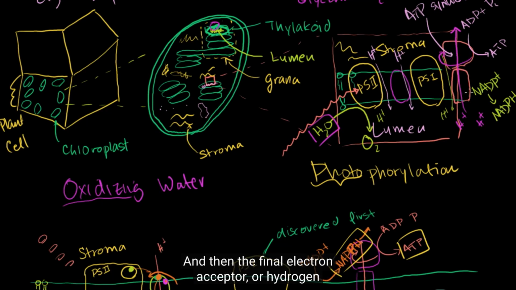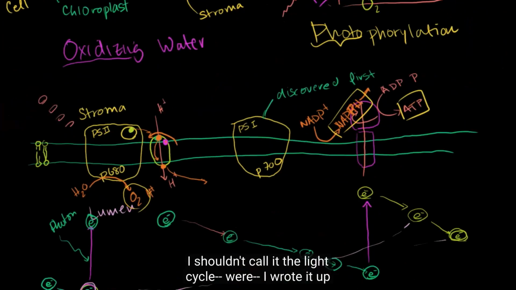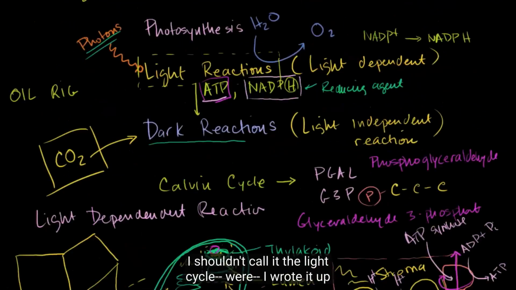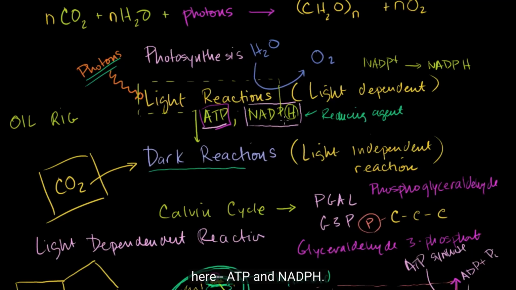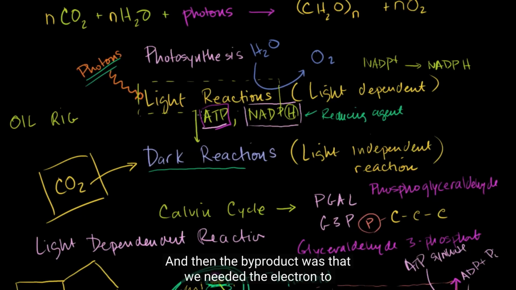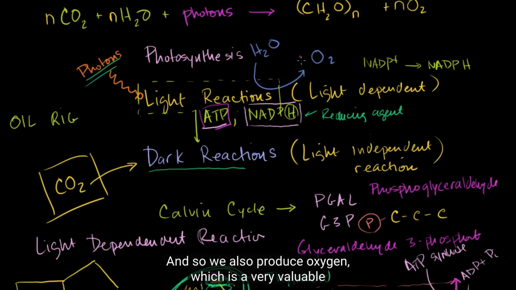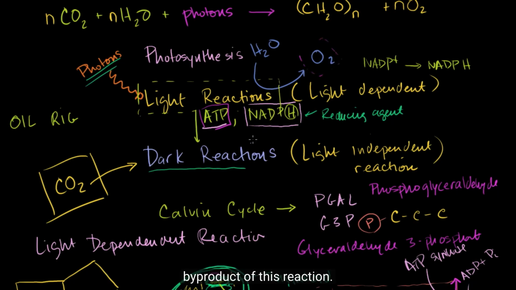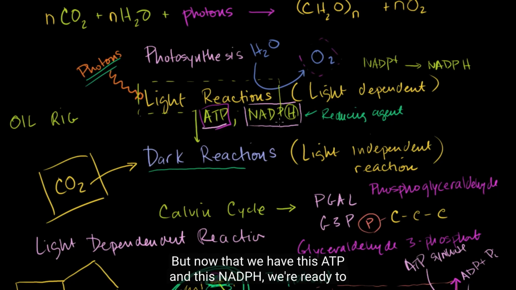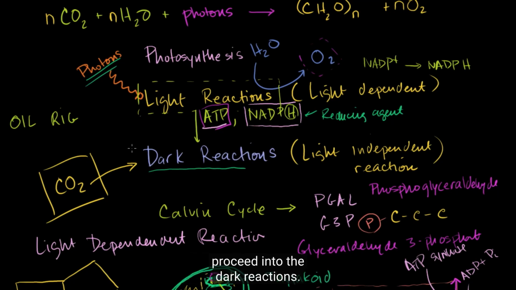And then the final electron acceptor, or hydrogen acceptor, depending on how you want to view it, the whole hydrogen atom, was NADP+. So the two byproducts that we're going to continue using in photosynthesis from our light reactions, I guess I shouldn't call it the light cycle, were, I wrote it up here, ATP and NADPH. And then we needed an electron to replace that first excited electron, so we take it away from water, and so we also produce oxygen, which is a very valuable byproduct of this reaction. But now that we have this ATP and this NADPH, we're ready to proceed into the dark reactions.